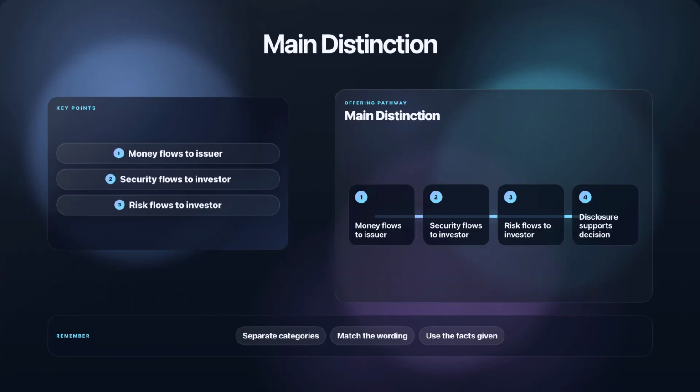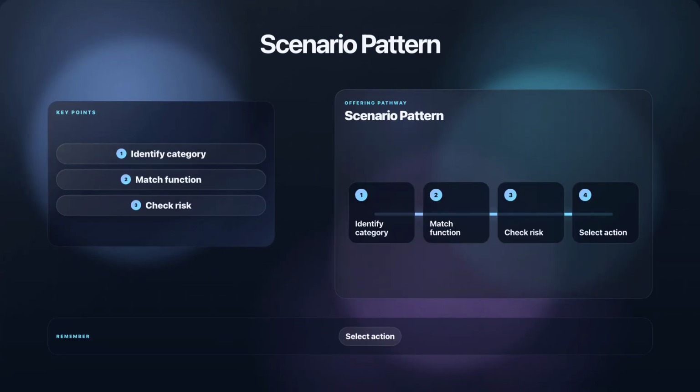The main distinction to remember is this. Money flows to issuer. Also remember that security flows to investor. SIE distractors often sound familiar, but the correct answer depends on the exact category described in the question. A typical scenario gives you a few facts and asks for the best interpretation or action.